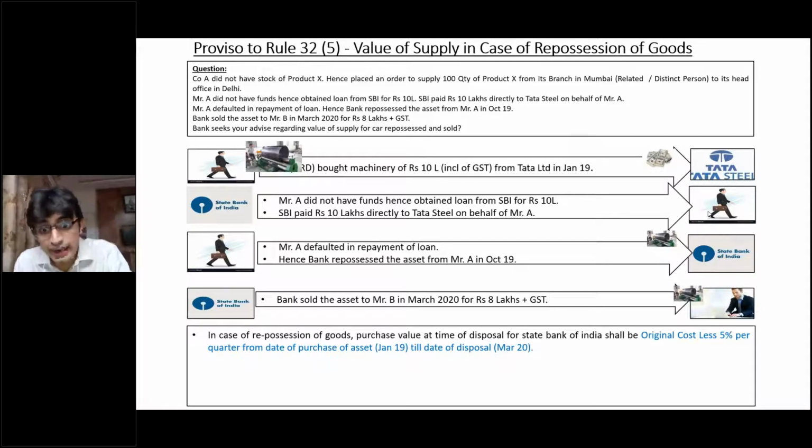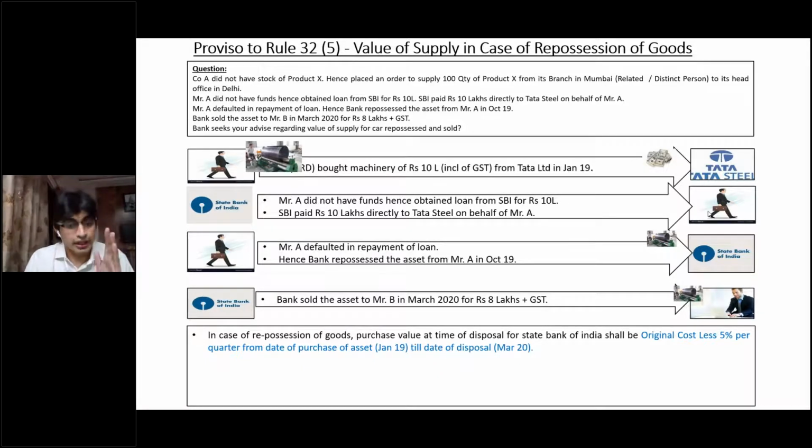Purchase value at the time of disposal for whom? For SBI it shall be the original cost, that is 10 lakh rupees, less 5% per quarter from the date of purchase of the asset, Jan 19, till the date of disposal, March 20.